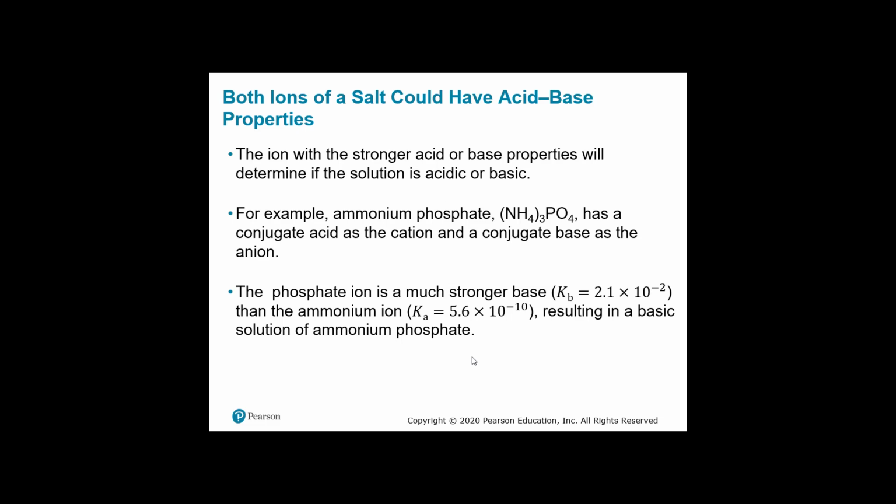The ion with the stronger acid or base properties will determine if the solution is acidic or basic. So we're talking about weak acids and weak bases. If you have both in there, the one that's stronger is going to determine the solution. It's basically, in a sense, going to cancel out the other one. So for example, ammonium phosphate has a conjugate acid as the cation and a conjugate base as the anion.